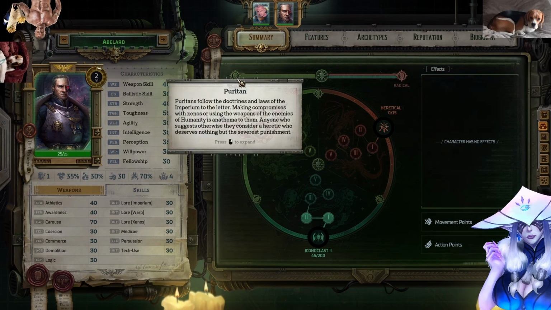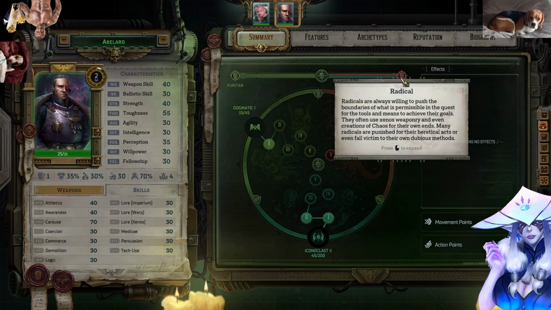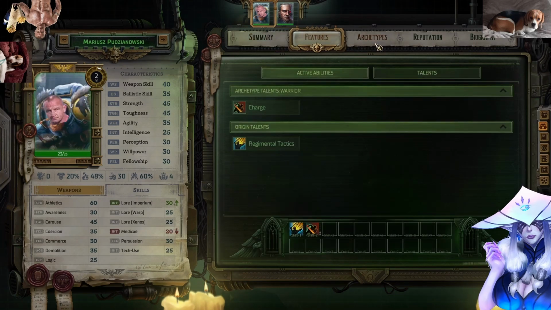Puritan follows the doctrines and laws of the Imperium to the letter, making compromise with Xenos using the weapons of the enemies of humanity is anathema to them. Anyone who suggests otherwise they consider heretic who deserves nothing but severest punishment. Radicals are always willing to push out the boundaries of what is permissible in the quest for the tools and means to achieve their goals. They often use Xenos, weaponry, and creations of chaos to their own ends. Many radicals are punished for their more heretical acts, or even fall victim to their own dubious methods. Well, Pudzian so far is nothing.